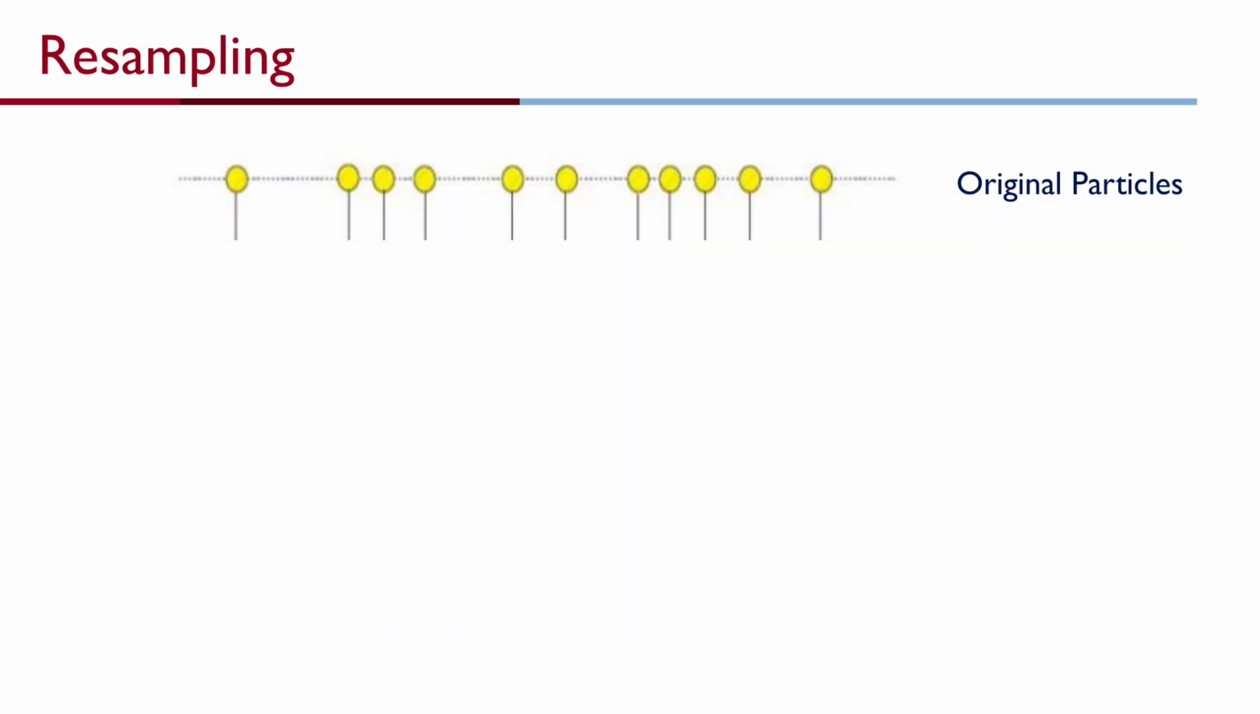Now, let's talk about resampling in the particle filter. Consider these yellow circles as the initial particles sampled from our belief distribution. At this point, all particles have equal weight and they are spread across the state space to represent our uncertainty about the robot's pose. As time goes on, these particles will move according to odometry updates, and their weights will be adjusted using scan correlation.